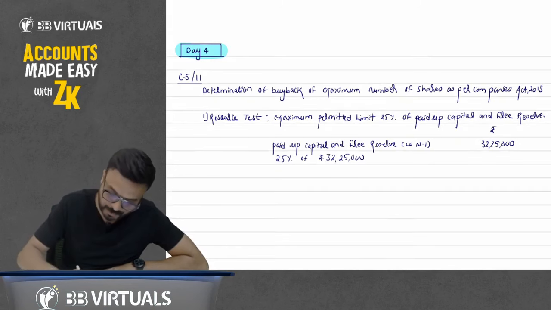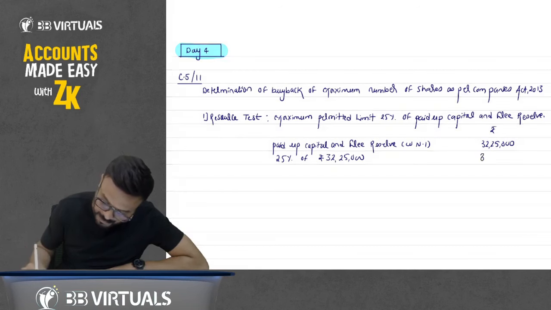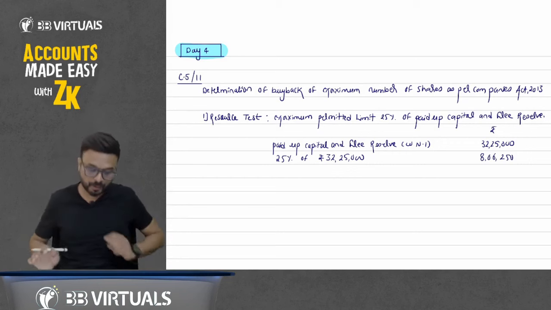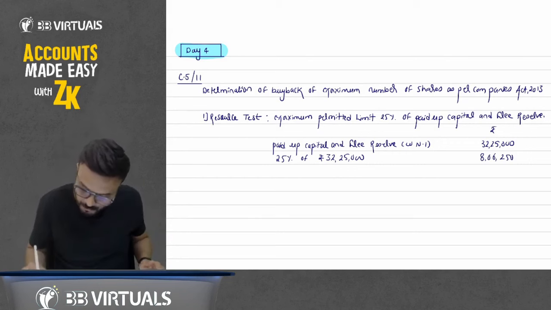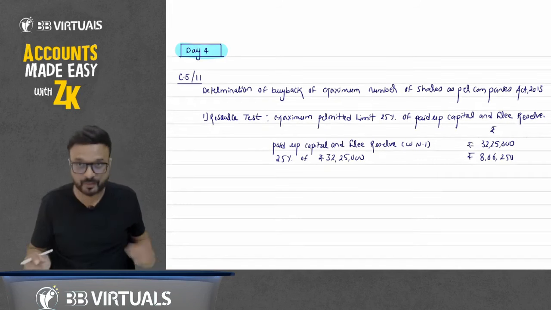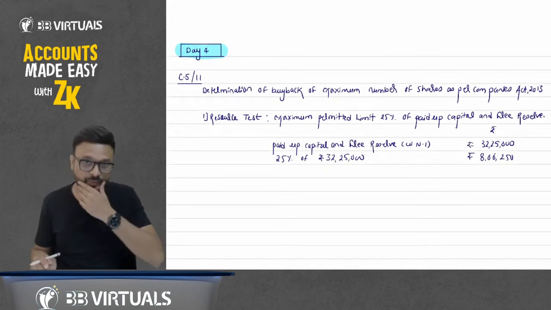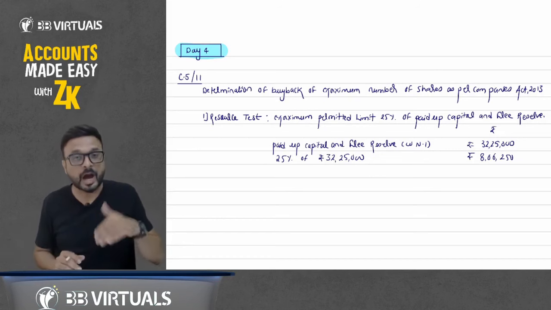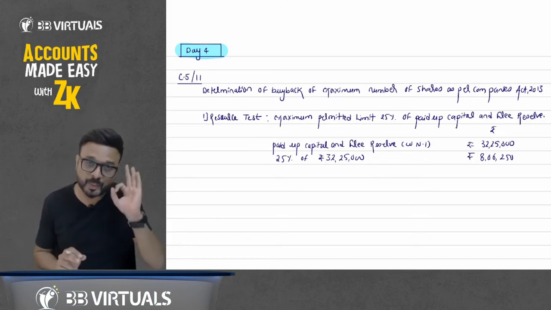That comes to 32,25,000 multiplied by 25%, that comes to 8,06,250. So how much amount we can utilize for the purpose of buyback as per first condition? 8,06,250. But if you want to convert into number of shares, for one share, how much are we paying? For one share, we are paying 20 rupees.